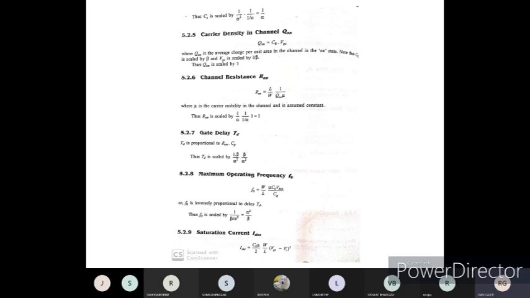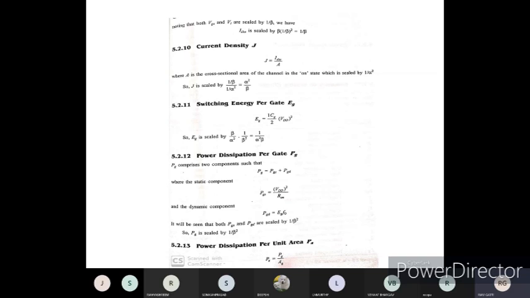Next, the maximum operating frequency is given by the expression F naught is equal to W divided by L into mu into Co into VDD divided by Cg. When you substitute all these expressions, as we have done in the previous case, you will get that the maximum operating frequency F naught is scaled by alpha square divided by beta. And the last one is the saturation current, IDSS. For IDSS, the scaling factor we have calculated is 1 by beta.